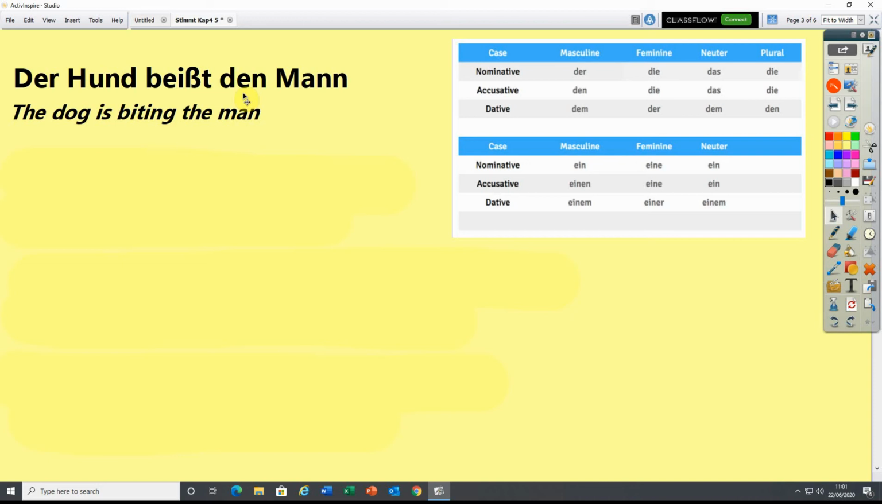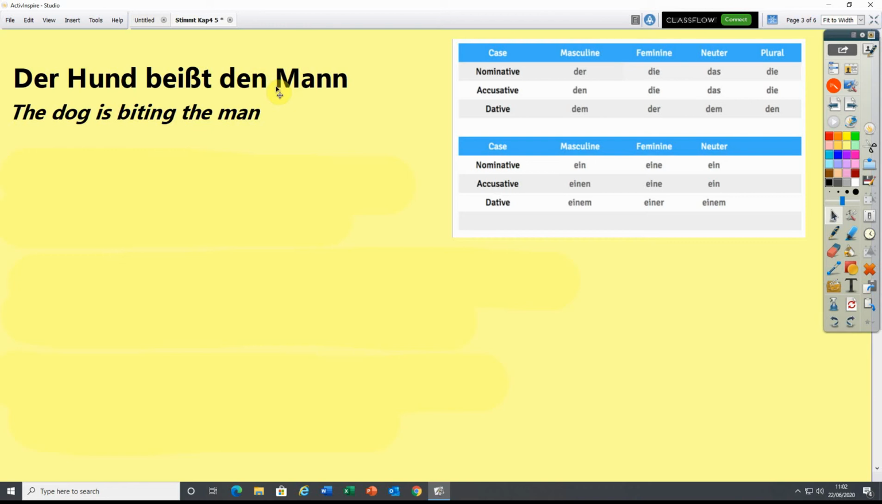Now the object is who or what is having the action of the verb done to them. So in this case it's biting. Who or what is being bitten? It's the man. Therefore that is the object, therefore it goes into the accusative case in German. Therefore for a masculine noun like man, we need the word den. So here we have der Hund beißt den Mann. The dog is biting the man. Subject here, nominative case. That's the object, the person being bitten, therefore the accusative case.